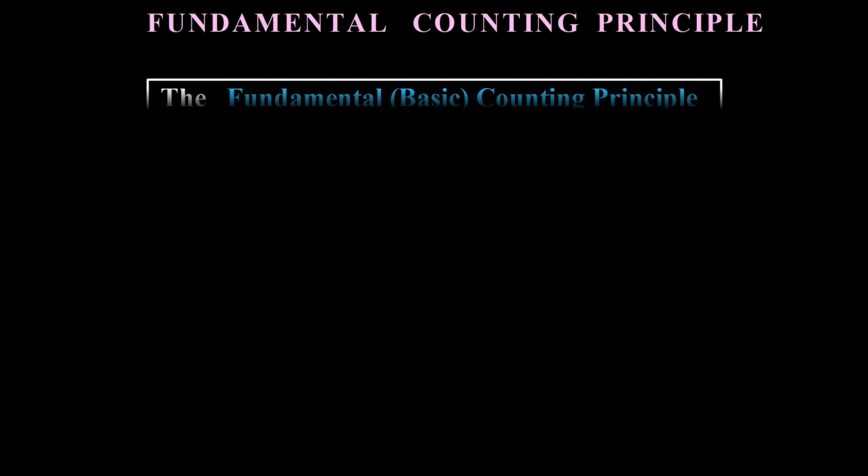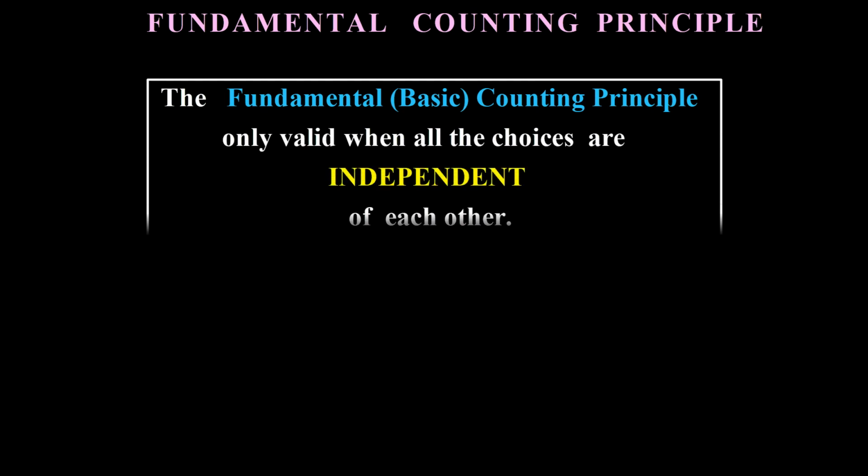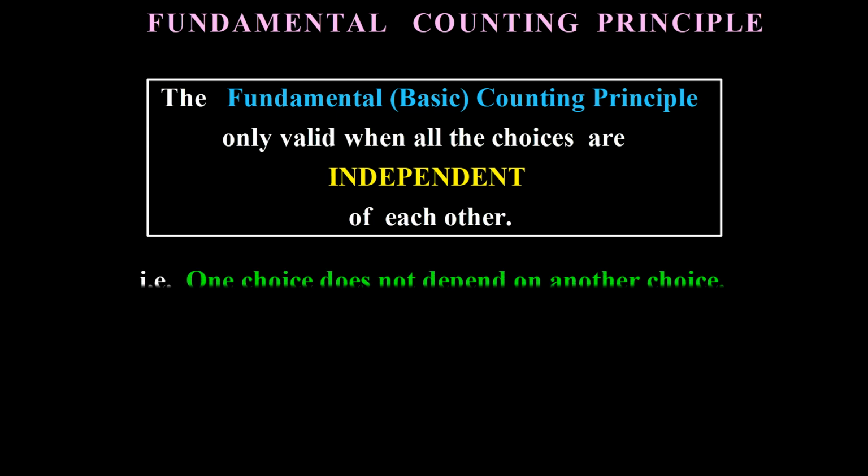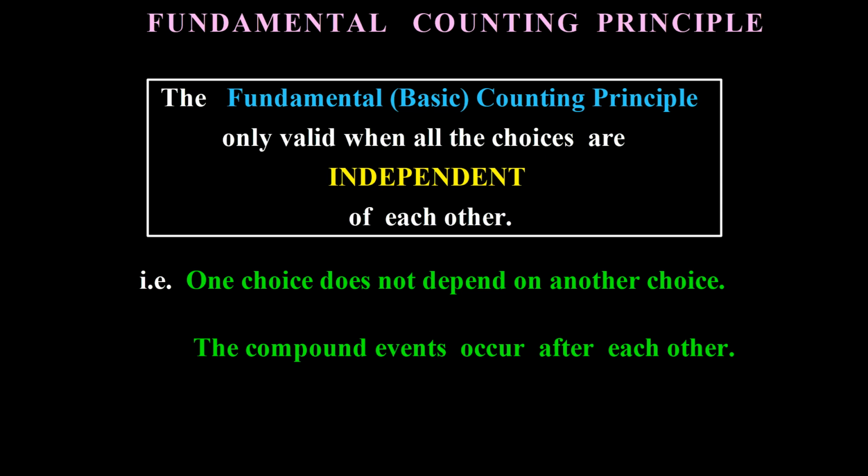Now it's important for you to note the following about the fundamental counting principle. This counting principle or this rule only applies when all the choices are independent of each other. What do we mean by independent of each other? That the one choice does not depend on another choice. Also, that the compound events therefore must occur one after each other. They cannot occur at the same time.